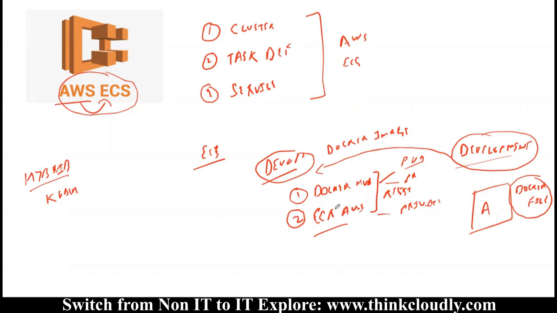So there are two popular registries, Docker Hub and ECR. These are the two popular registries. But Docker Hub has two types of registries. One is a public registry and another one is a private registry.